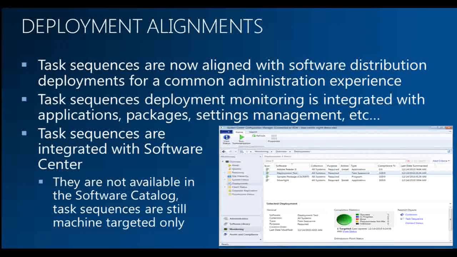I go to one place to monitor all my deployments. Now, naturally, if you have a lot of deployments, the list could get large, but you could leverage something like RBA and be limited to the deployments that you have. So if someone just does task sequencing, they'll just see the task sequence deployments. So it's 100% integrated with all our current stuff. And then task sequences are also integrated with Software Center for a common experience.